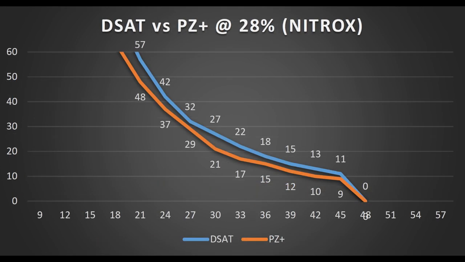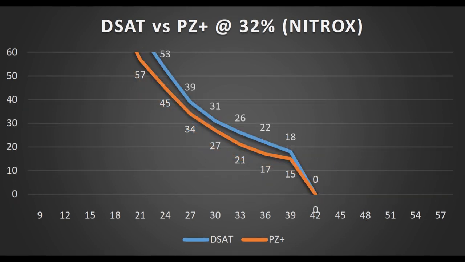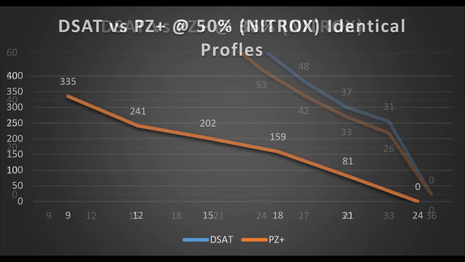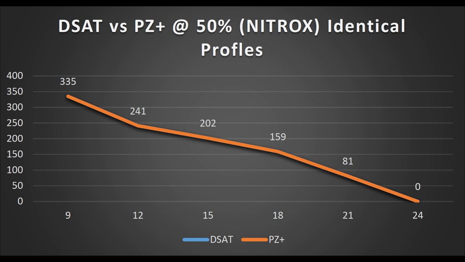Now you say that's okay for air, but what about the different nitrox mixes? Yep, you're right, there's different values there. PZ Plus is definitely more conservative at shallower depths. Enough graphs and tables. Let's just dive both computers and see what happens.